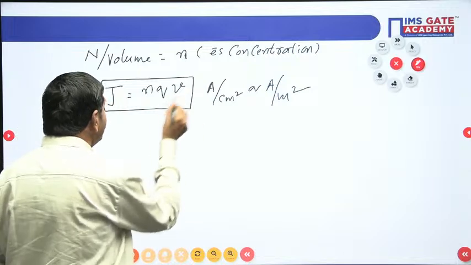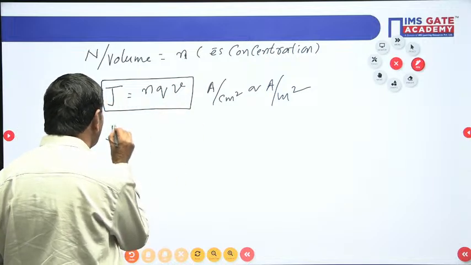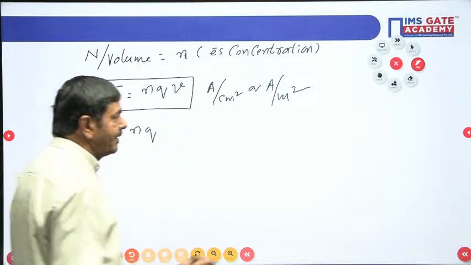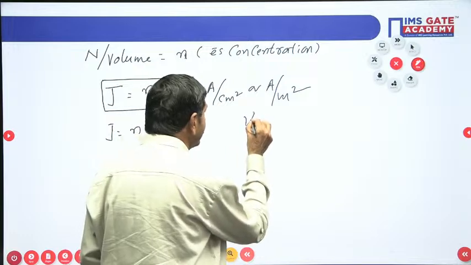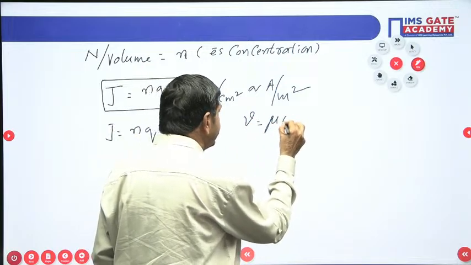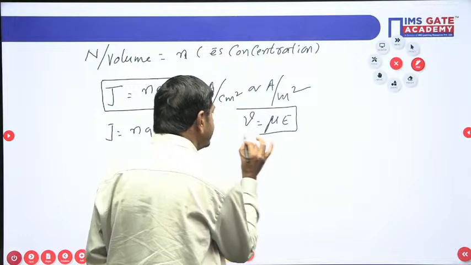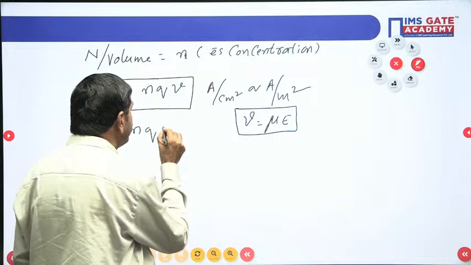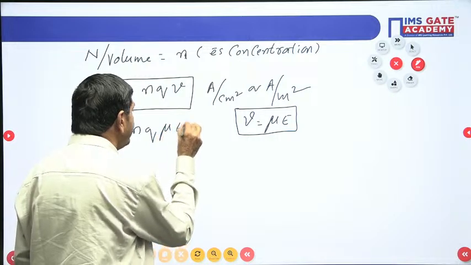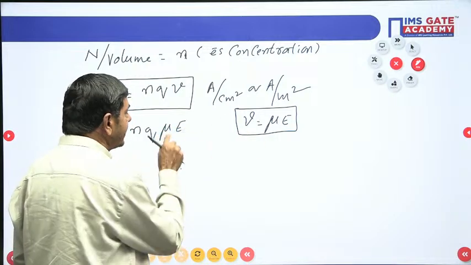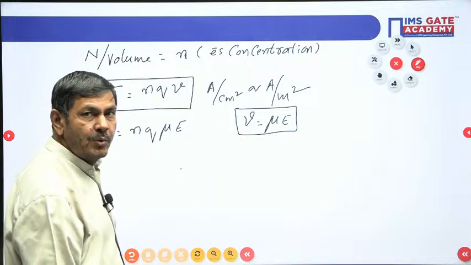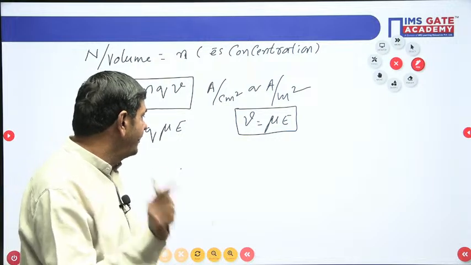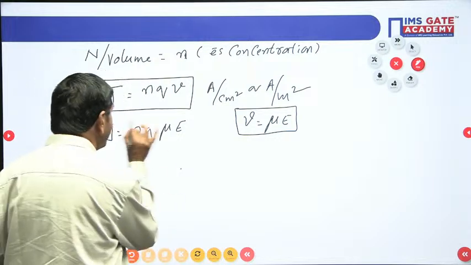Anyhow, this formula still I can write if you want. N into Q into velocity, and we know very well, already I gave, velocity equal to drift velocity equal to mu into E. So, I can write V is nothing but mu into E. But it is a conductor. If it is a conductor, mu n is also allowed. Mu n means mobility of electrons. Anyhow, mu I have taken as mobility of electrons. So, I can use this formula also.